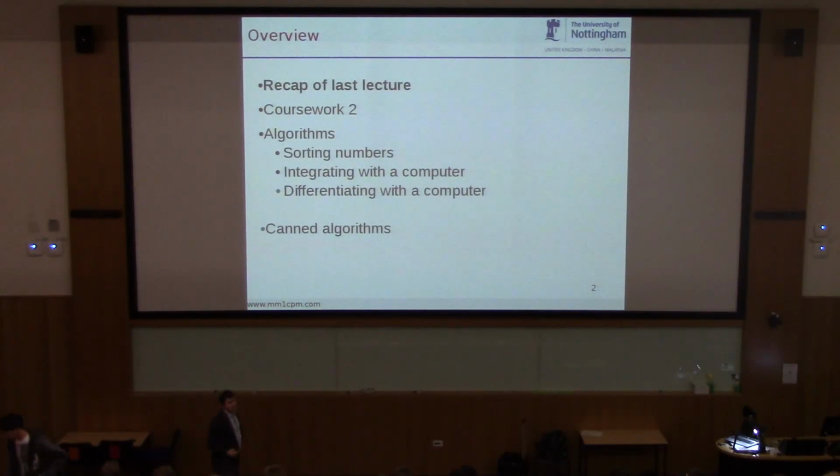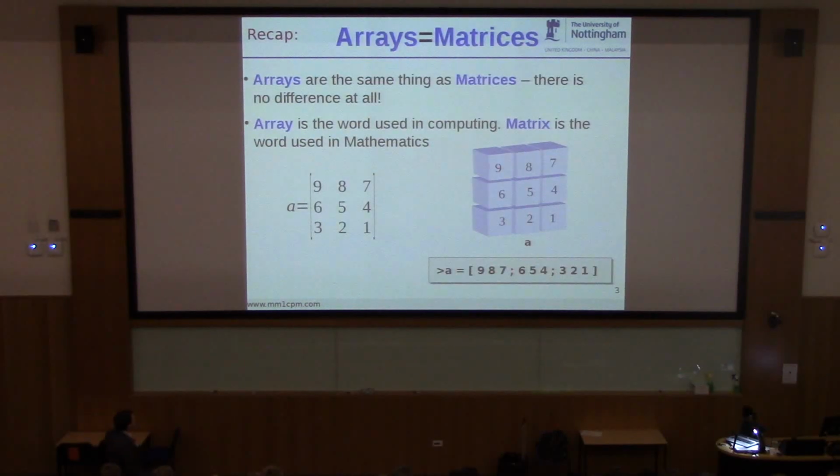Right, here's an overview of today's lecture. Firstly, we're going to do a recap of last lecture, in case you weren't there. Then we're going to look at coursework 2 very briefly. Then we're going to move on to algorithms. We're going to look at sorting numbers, so a sorting algorithm. We're going to look at an integrating algorithm and a differentiating algorithm. And then we're going to look at something called canned algorithms. That is a word I've made up, but it explains quite accurately what I want to talk about.